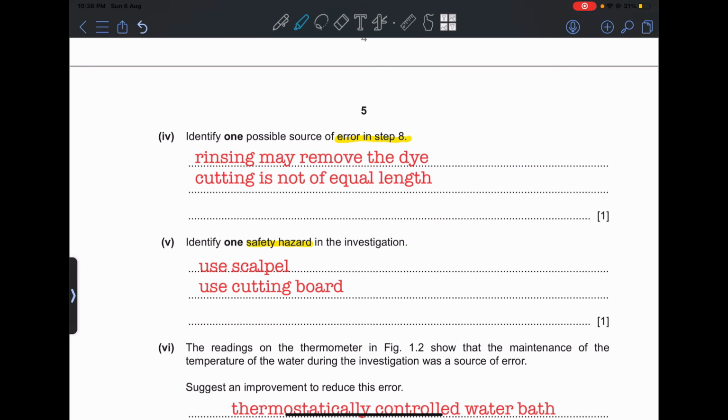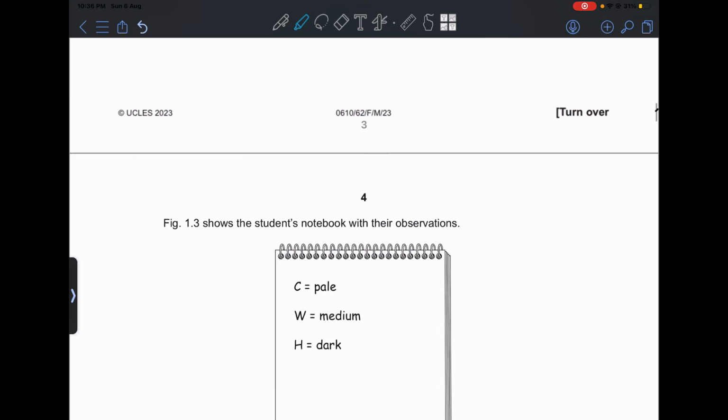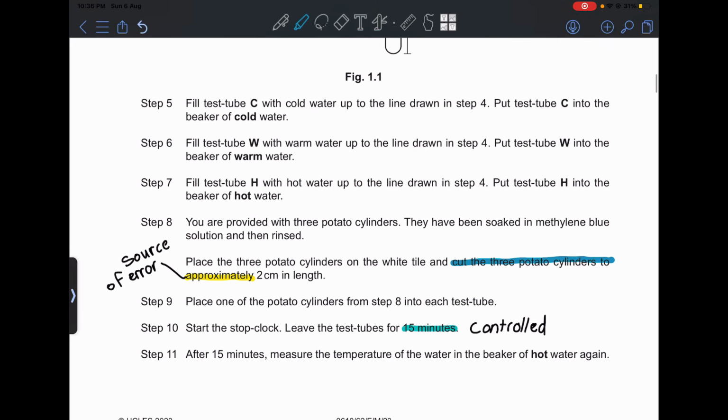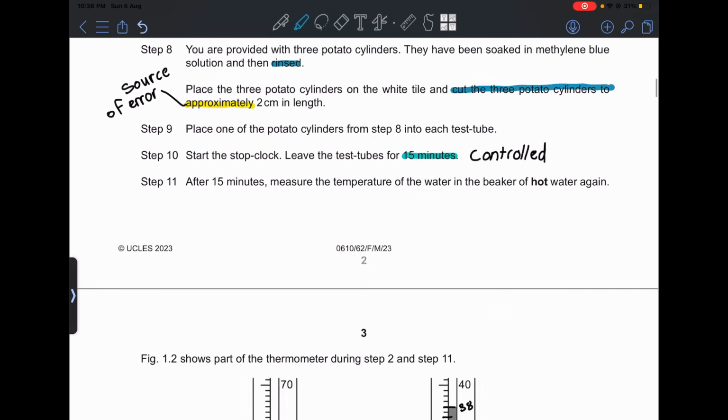Identify one possible source of error in step 8. We can say that rinsing may remove the dye. Over here in step 8 they have said that there was rinsing, and the rinsing can actually cause some dye to bleed out, so this can cause an inaccurate result.